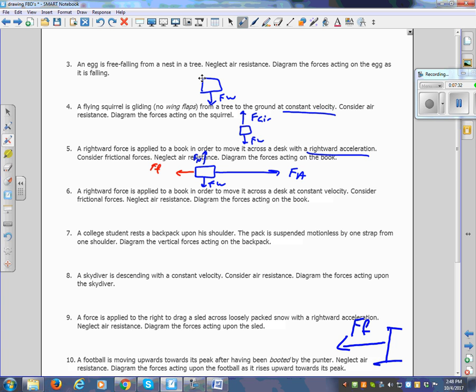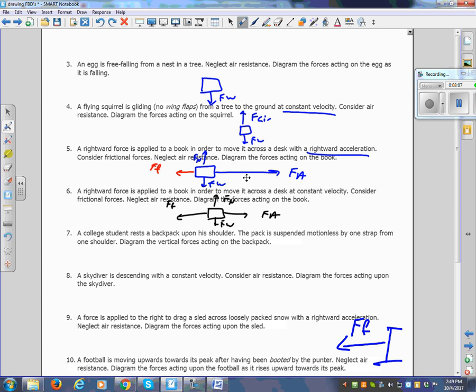Number 6, we've got the same book, but it's at a constant velocity. So all that means is what? The forces are equal. So FA or FW and FN, and you've got an applied force and a friction force that are equivalent. If they have to be equal, make them reasonably close to equal. I'm not going to get my ruler out and measure, but my eye should say, yeah, those are close enough to equal. And if you're going to make it bigger, make sure it's bigger.